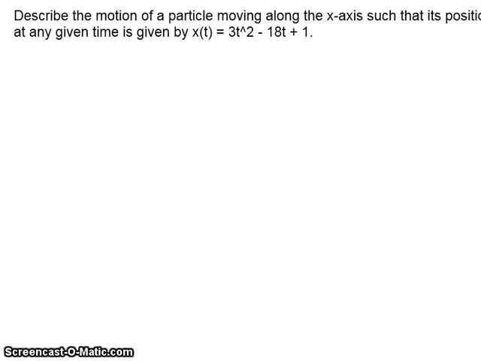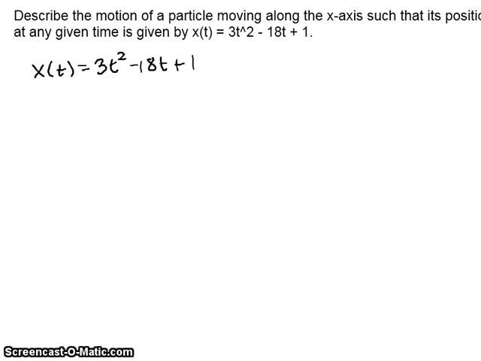So we have a problem here. We'll do this real quick and then we'll call it quits on the video. Describe the motion of a particle moving along the x-axis such that its position at any given time is given by x of t equals 3t squared minus 18t plus 1.